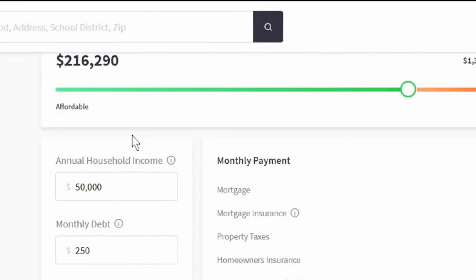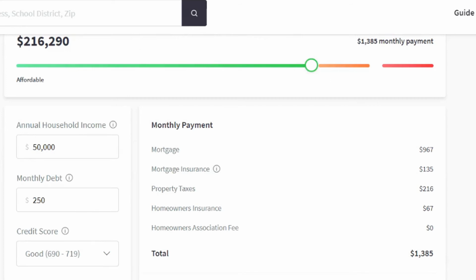So it calculates the amount of purchase power that you might have based on this information, so roughly $216,000, and what your payment might be, $1,385 a month. And how this breaks down is, $967 would be your mortgage payment, so the principal and interest of the loan. Because we have a down payment of less than 20%, mortgage insurance is required, and so that would run $135 a month.